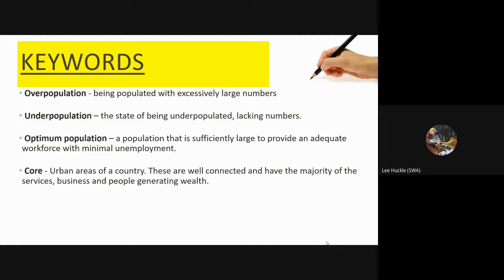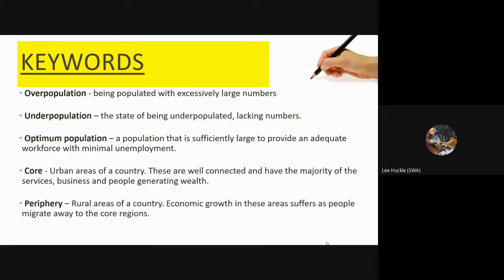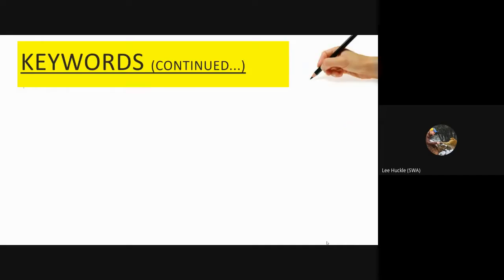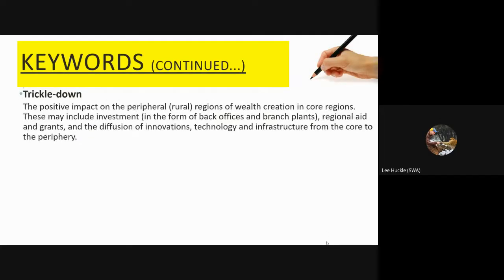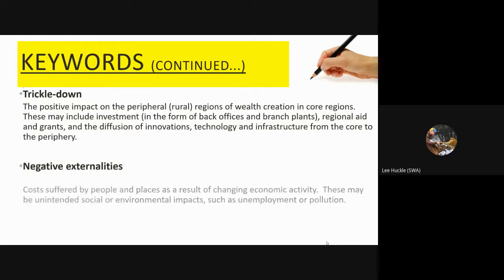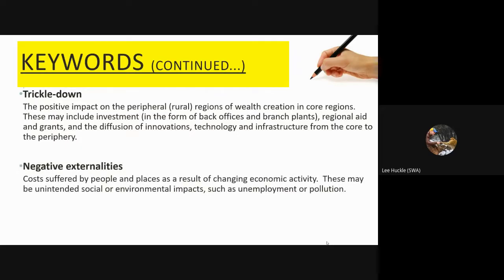So we introduced overpopulation, underpopulation, optimum population. What is the core in terms of a country? They tend to be the urban areas of a country. And then what is the periphery? The periphery tend to be the extreme rural areas of a country. We had some more. We looked at what is the trickle down effect, so remind yourself of that. And then we looked at what is a negative externality. So just pause yourself to remind you of those key terms.